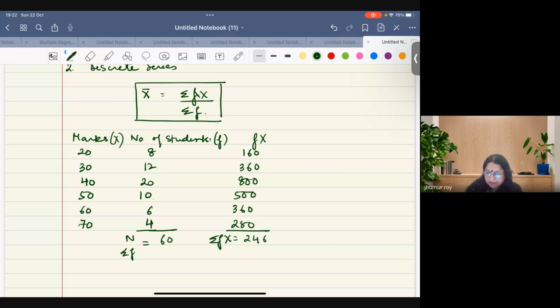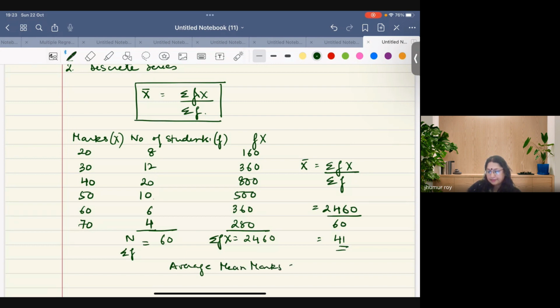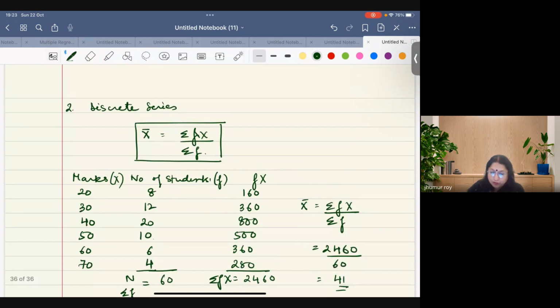2,460, correct. So now you calculate x bar is equal to sigma fx upon sigma f. So you get 2,460 divided by 60. What is the value? 41. Correct. So this answer comes as 41. So we will say the average, the mean marks, are 41. This method that we have used over here is called the direct method.